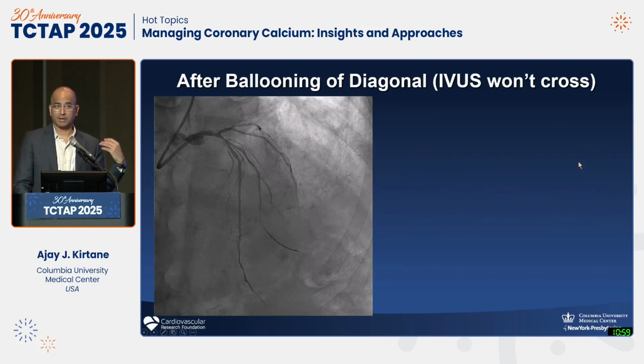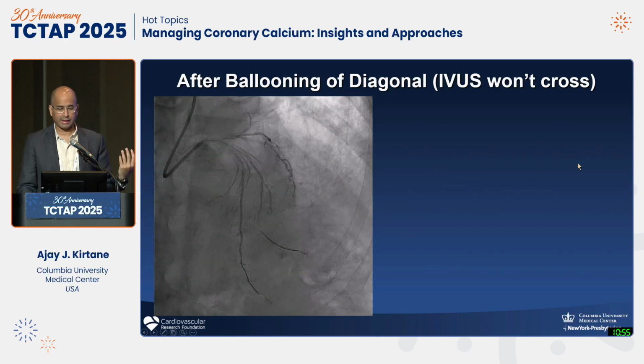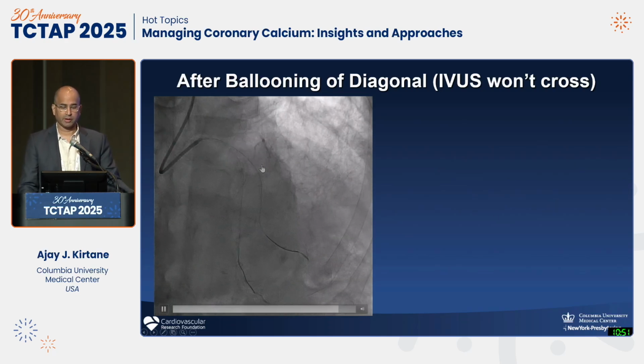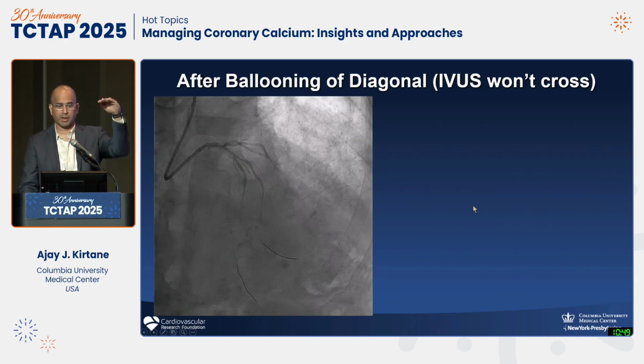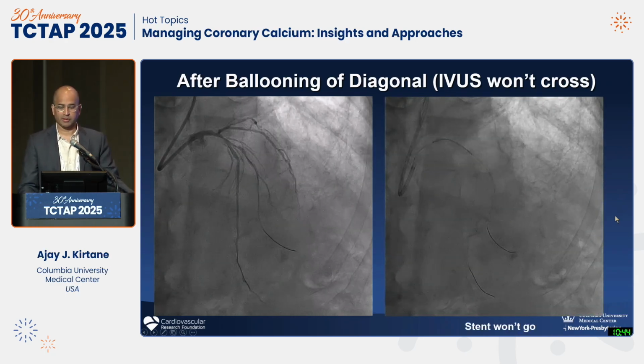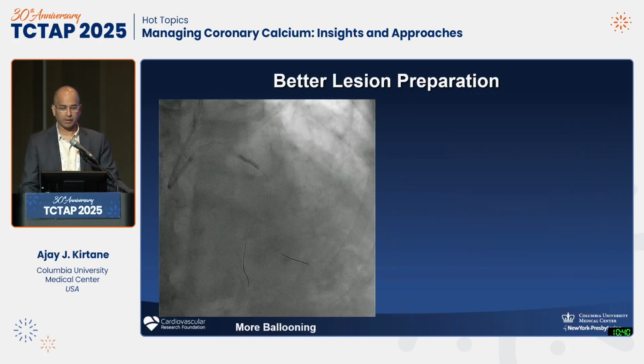And so actually the imaging of the LAD showed the LAD wasn't severely calcified, so I dilated both the LAD and the diagonal, but the IVUS would not cross into the diagonal, and part of the reason is it goes up and down again. And so this is after a lot of predilatation, the stent doesn't go. You don't want to force this, you're going to strip the stent into the left main, and so you can try more balloons, but at this point, it's safe to do rotational atherectomy even if you have an undilatable lesion.